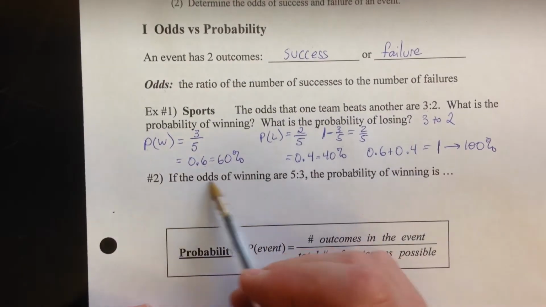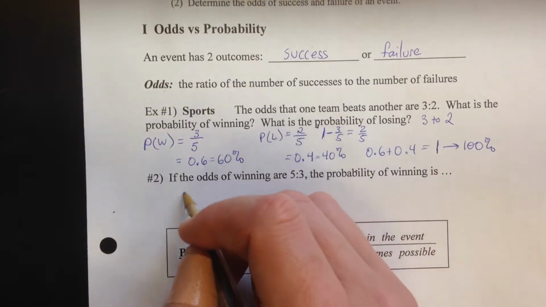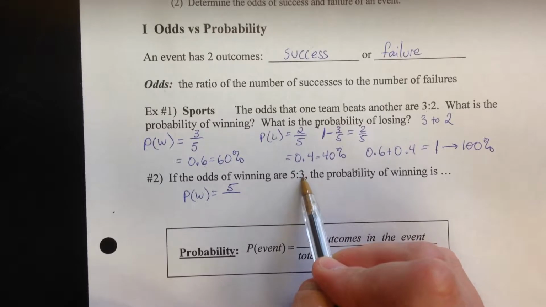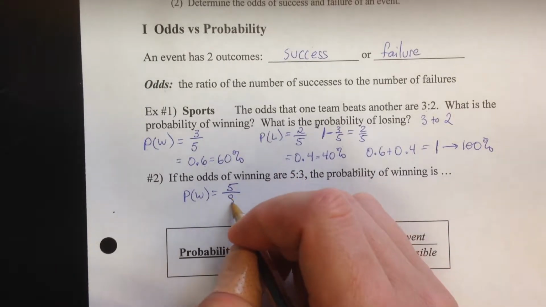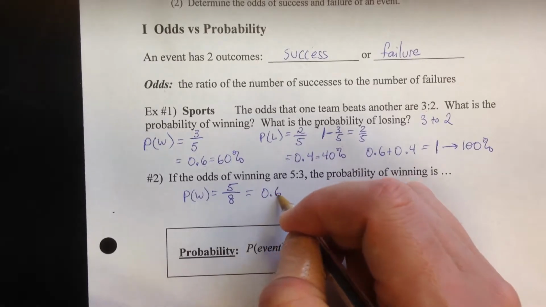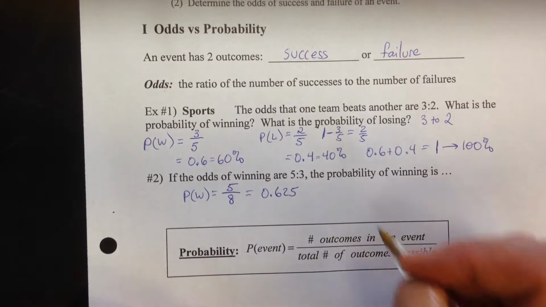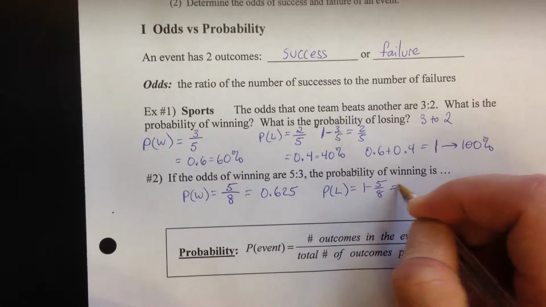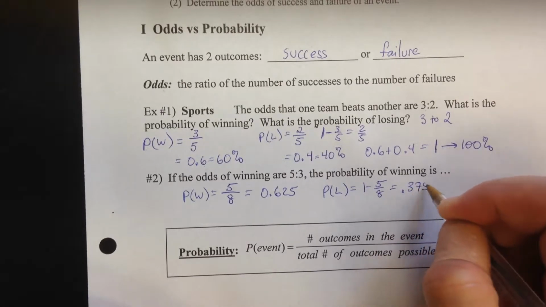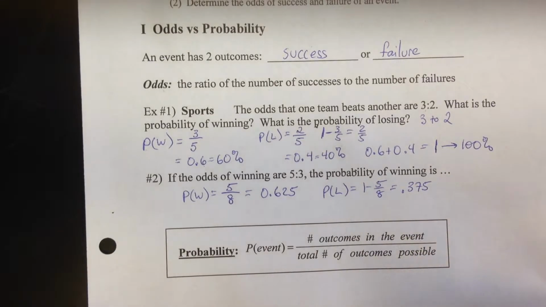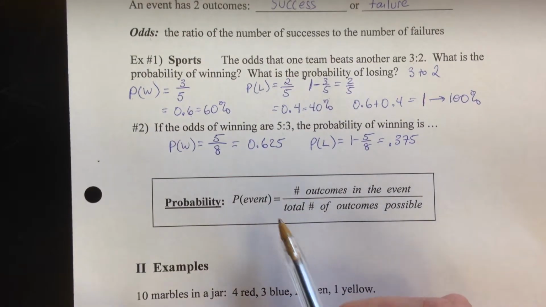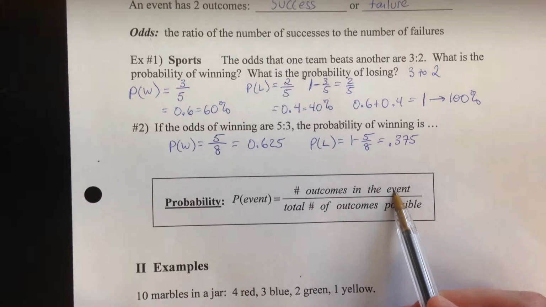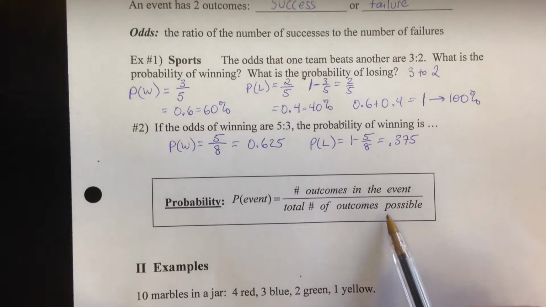All right, so let's say that the odds are 5:3. The probability of winning, it's not 5/3, it's 5 successes for every 3 failures, a total of 8 outcomes. So that's 5 out of 8, which is 0.625, 62.5%. The probability of losing, if you wanted to figure that out, would be 1 minus 5/8, and that would be 0.375, or 37.5%. So the idea of probability, the probability of an event occurring, is the number of outcomes for that event to happen divided by the total number of outcomes possible.